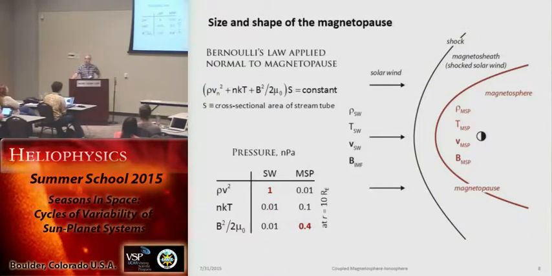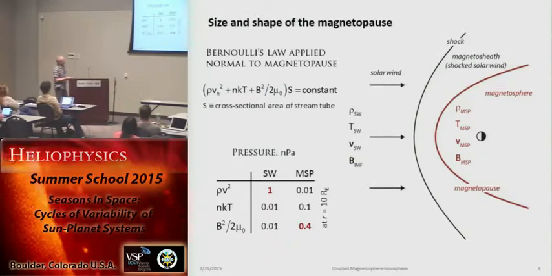And so let's look at those various pressures down here in this table. I've made this column here the values in the upstream solar wind, and these are the values inside the magnetosphere. And I'm not really saying anything about the values in the shocked solar wind between the shock and the magnetopause. What we see in the solar wind is that all of the energy, the pressure, is in the dynamic kinetic energy of the solar wind by 2 orders of magnitude.